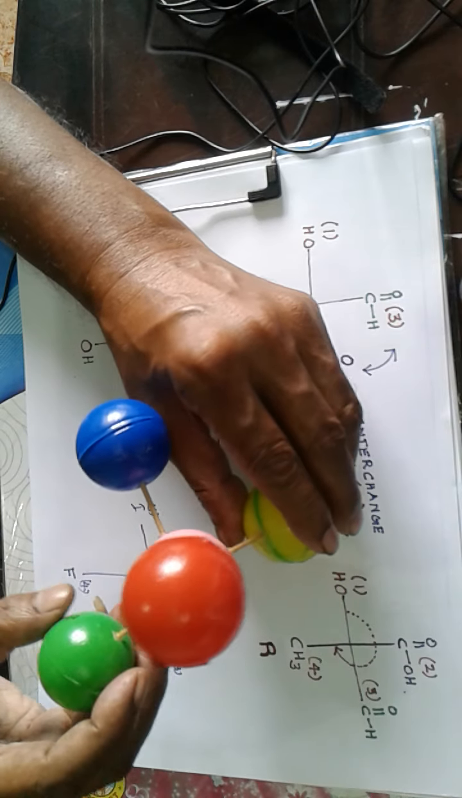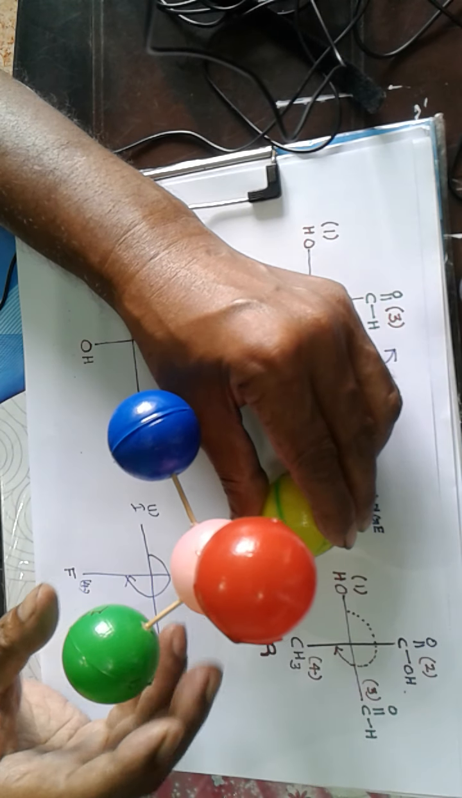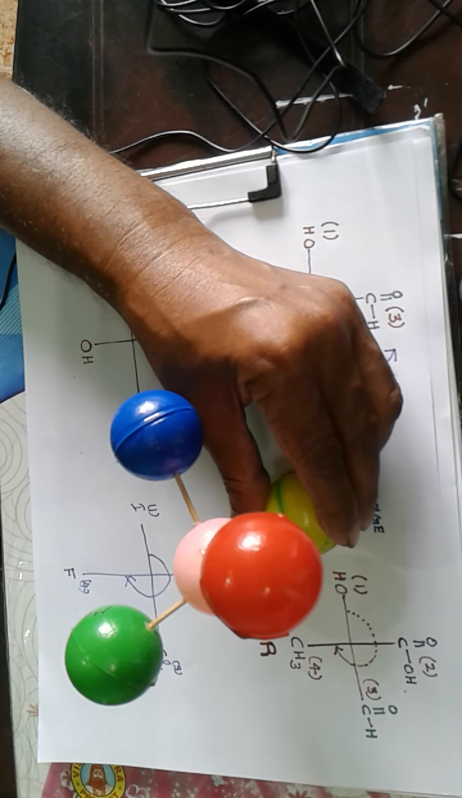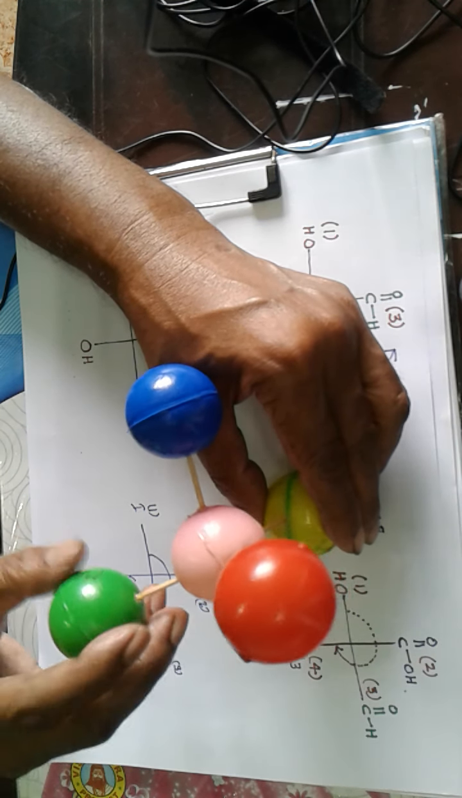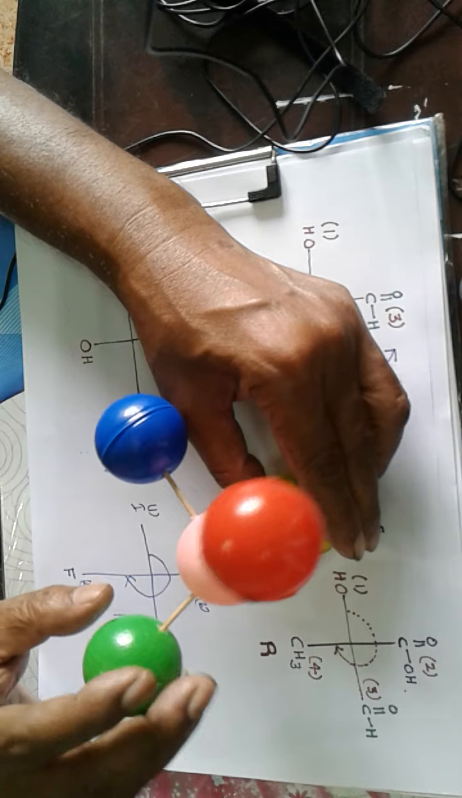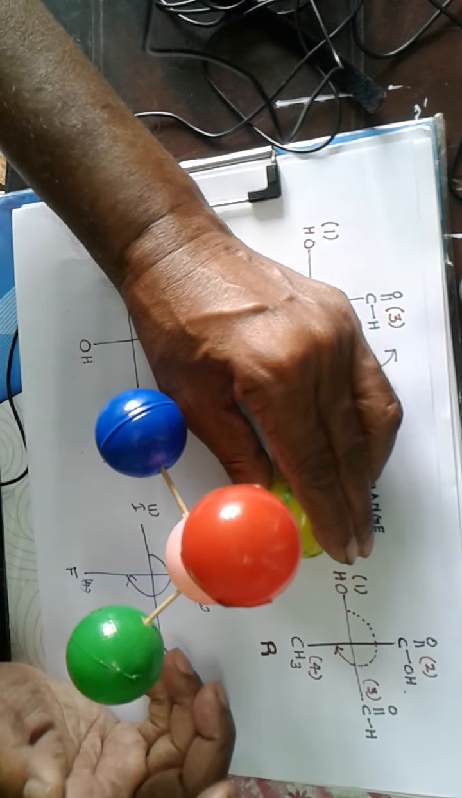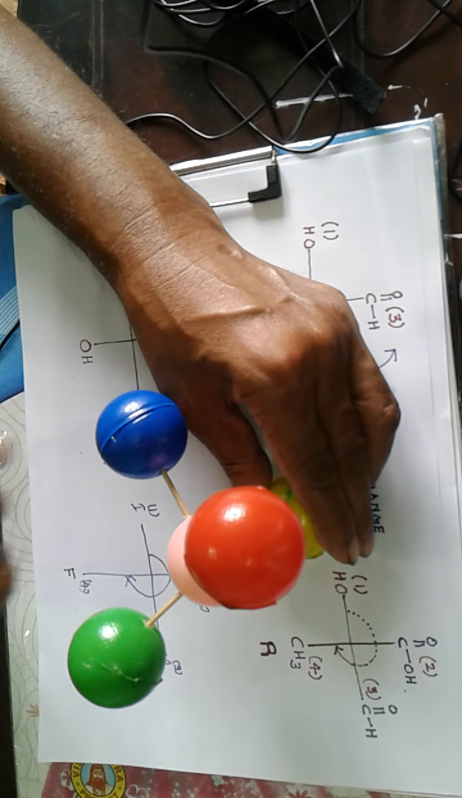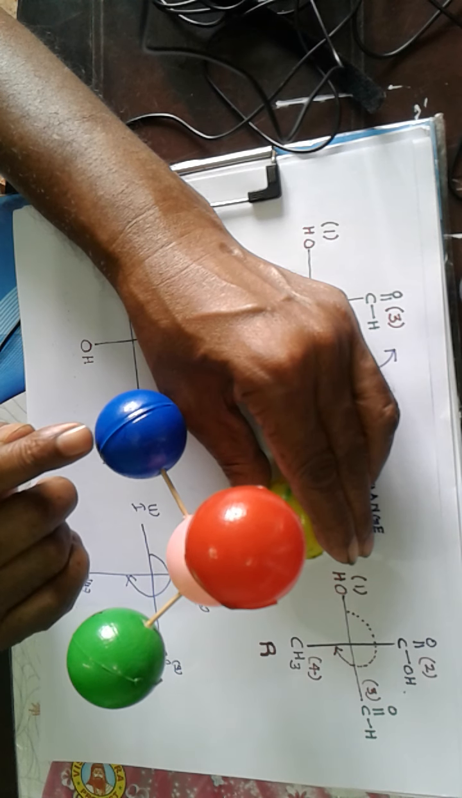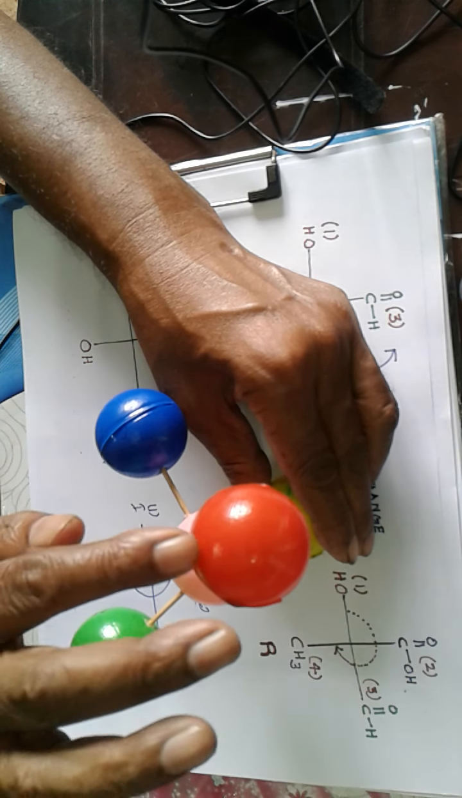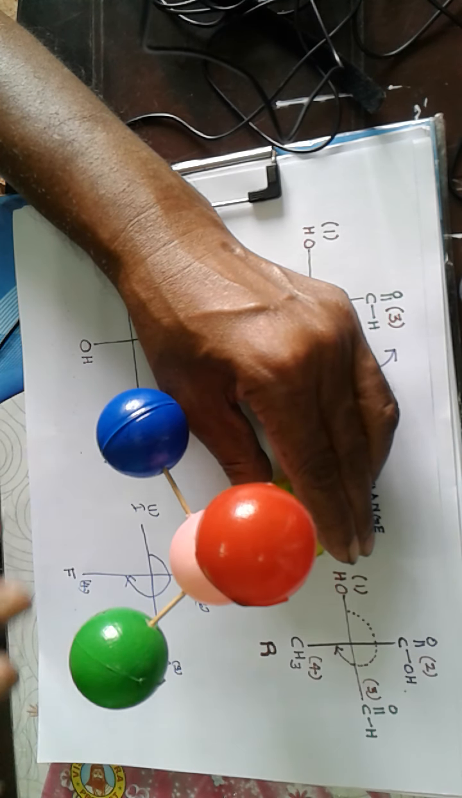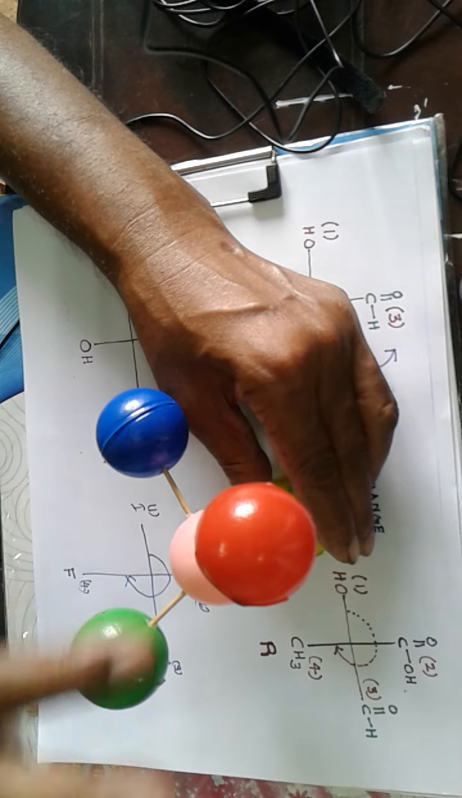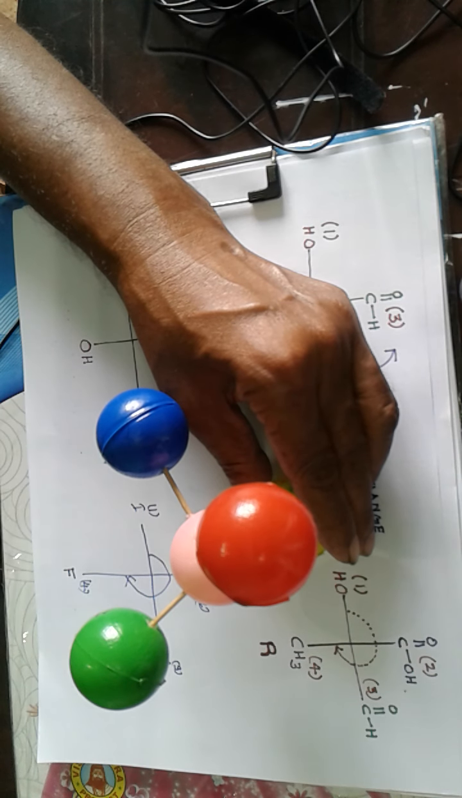So the group of least preference is held away from the observer. Then you find the arrangement of groups and their priority order. Iodine, which is the blue ball, is given preference number 1. Then bromine, red, preference 2, and chlorine 3. So 1, 2, 3, that is clockwise, it is R configuration.